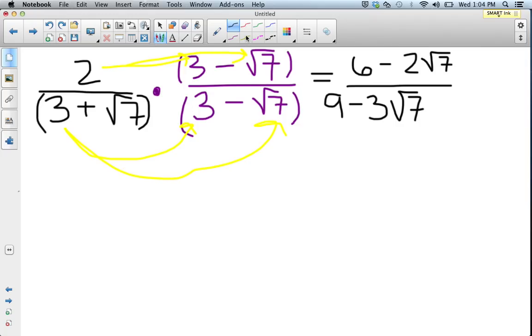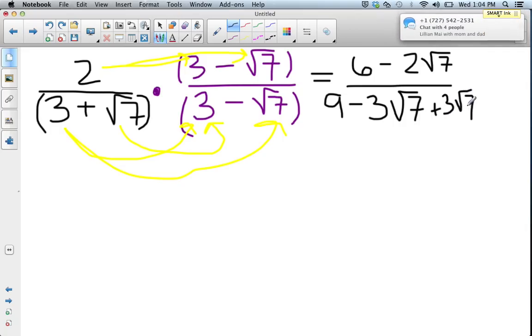Now here's the cool part. When we multiply the square root of 7 by 3, we end up with plus 3 square root 7. So maybe you can already see what's happening here. Things are starting to cancel. All right, now the last one, square root 7 times negative square root 7. Well, square root 7 times square root 7 is 7, and positive times negative is negative, so this ends up being minus 7.